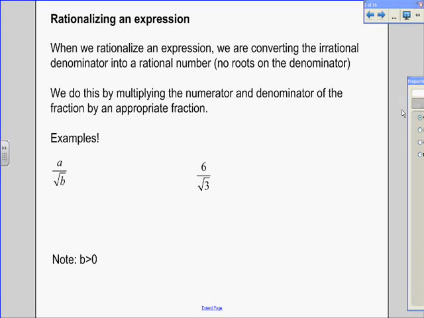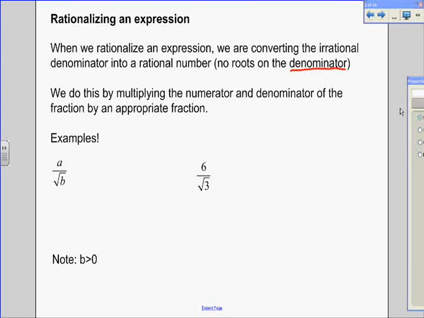Next thing we want to learn about radicals is basically how do we rationalize an expression. And what that means is our proper format whenever we have a fraction is to not have a square root or any kind of root on the bottom of our fraction. So we don't want to have any roots at all on the denominator. That's our standard form. We don't want to have that happening. So what do we do to get rid of them?